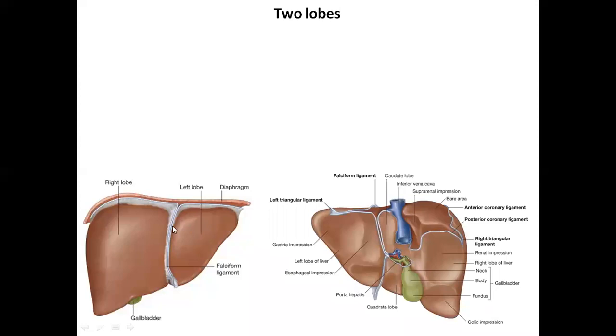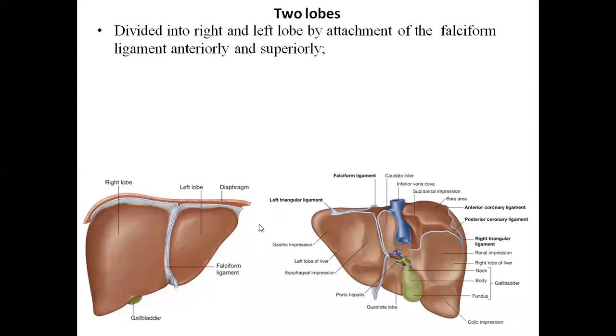As I mentioned before, there are 2 lobes, right and left lobe. Anterior view and a posterior view can be seen here. It is divided into right and left lobe by attachment of falciform ligament anteriorly. So this is a ligament here which is connecting the liver to the anterior abdominal wall, that is falciform ligament. So falciform ligament is connected anteriorly and even it extends to the superior aspect of the liver.